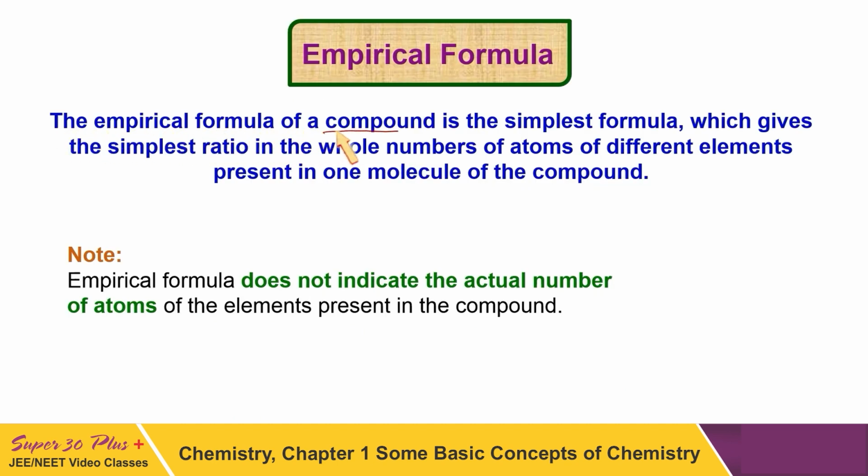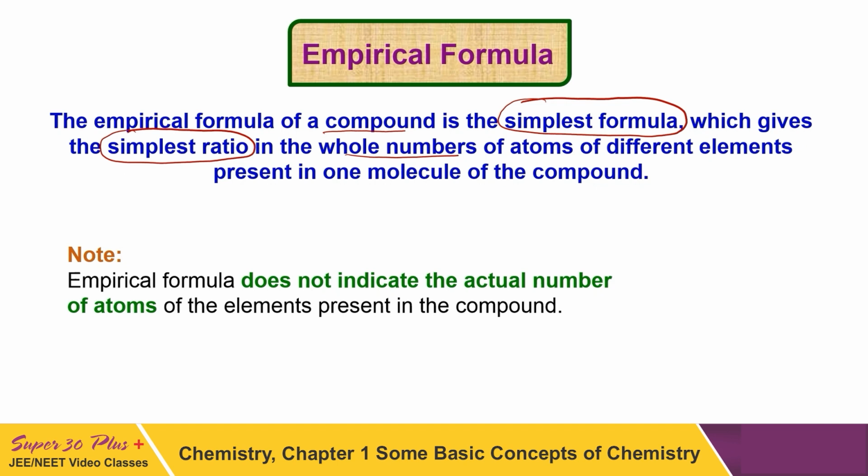The empirical formula of a compound is the simplest formula, which gives the simplest ratio in whole numbers of atoms of different elements present in one molecule of the compound. So in one molecule, there are constituents and those constituents are present in different ratios. Whatever the simplest possible ratio of the constituents present in any compound or molecule is called the empirical formula.